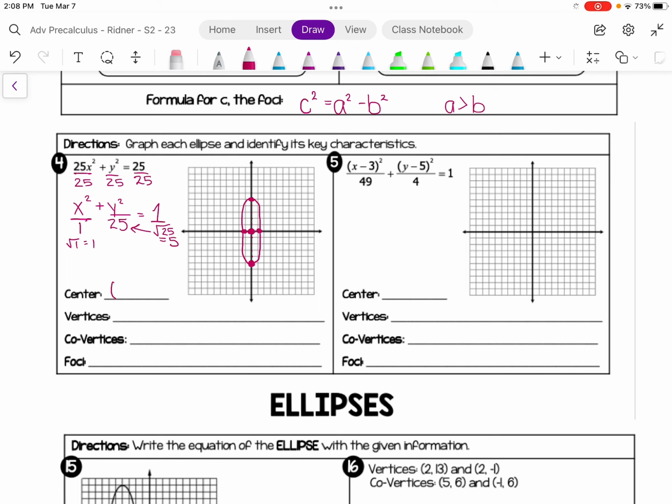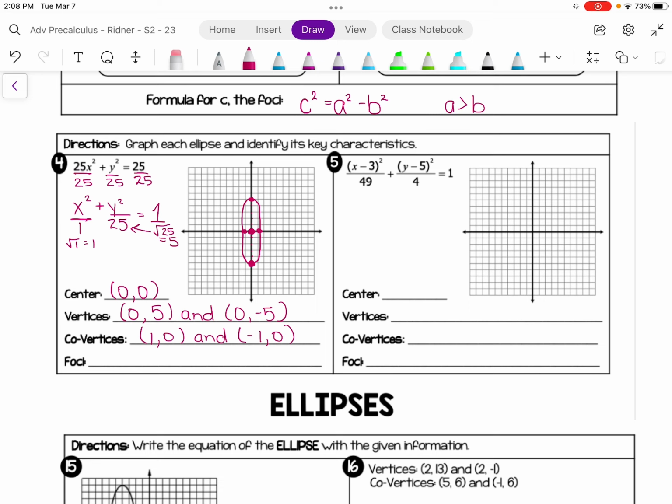Our center was at 0, 0. Our vertices are the long ones, so 0, 5, and 0, negative 5. Our co-vertices are 1, 0, and negative 1, 0. And our foci are the ones that require just a little bit more work.